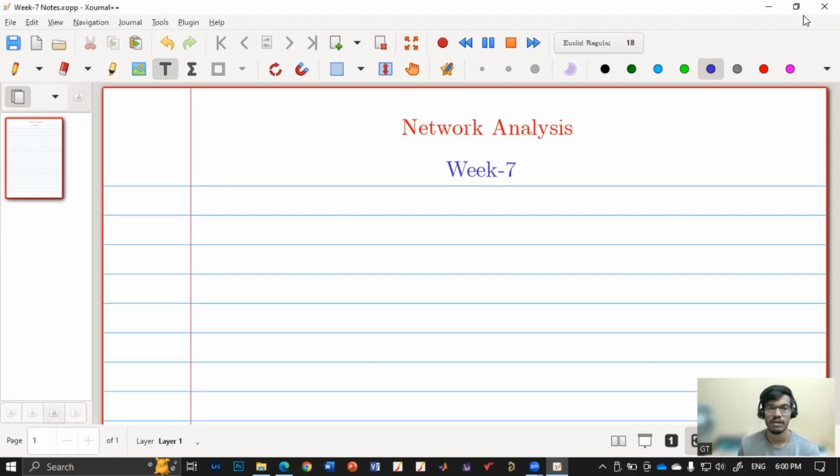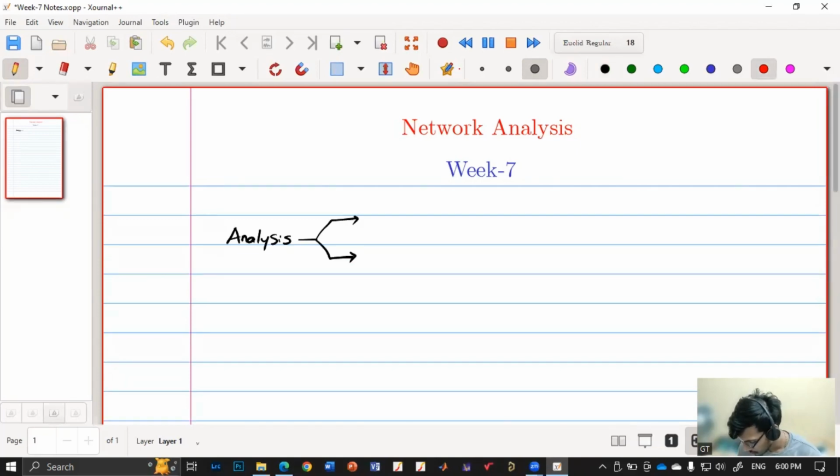So for any given network, we know how to solve using different analysis. Whatever analysis we have learned in the earlier weeks are mainly of two types. One is the mesh analysis, the other one is the nodal analysis. These are applicable, and you can apply them for any given circuit and proceed further. But there are some theorems, just like results, which you can apply to any given circuit wherever they are applicable. And then you can solve the problem in a much simpler way because it saves time.